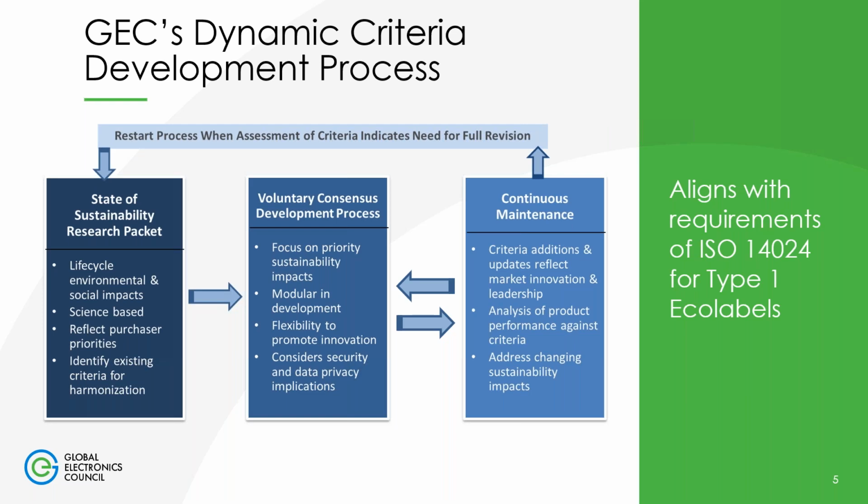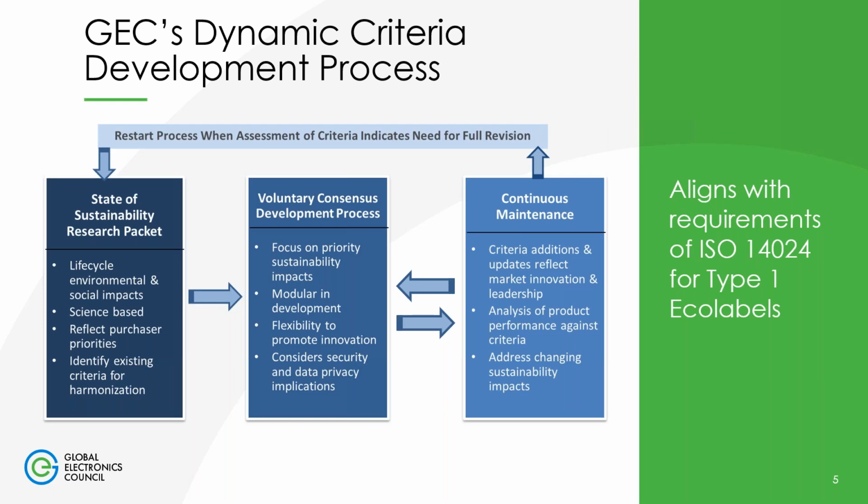Now, the middle box is the second core element of our dynamic criteria development process, and it's using voluntary consensus to develop criteria. EPEAT, we have a deep history in the use of voluntary consensus for criteria development, and it's a principle that we are very committed to. We believe that the engagement of stakeholders in criteria development strengthens the technical quality as well as the applicability and the achievability of the resulting criteria. So we're committed to voluntary consensus.